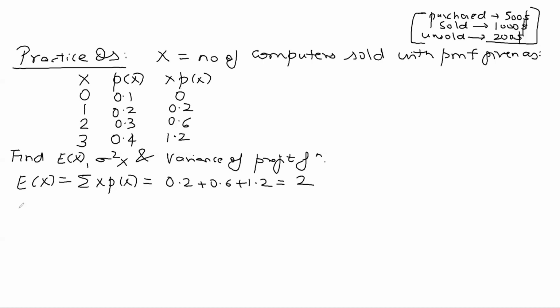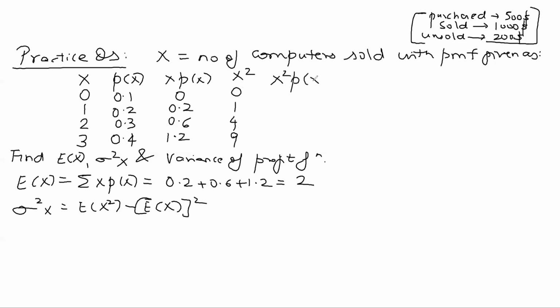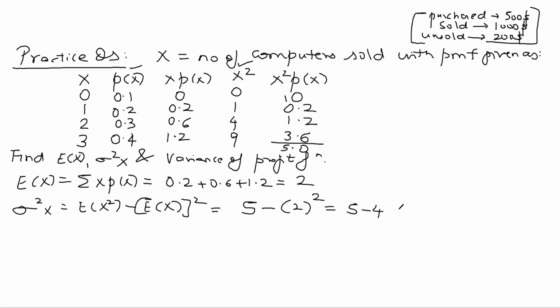How will I find the variance? Variance will be expected value of x square minus expected value of x whole square. First, we'll find x square, which is 0, 1, 4, and 9. Then we'll find x square into p of x. That means this column multiplied by this column: 0, 0.2, 1.2, and 3.6. Total it comes out to be 5. So this will be expected value of x square, which is 5, minus expected value of x whole square, which means 2 square. So this will be 5 minus 4, which is 1.